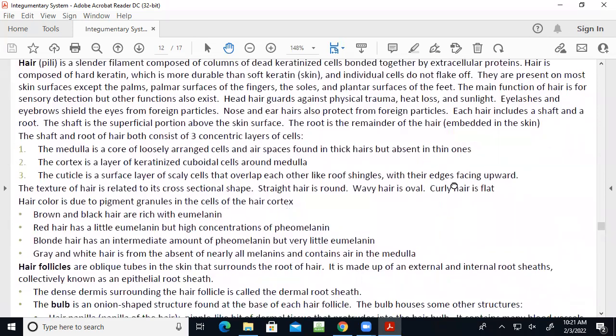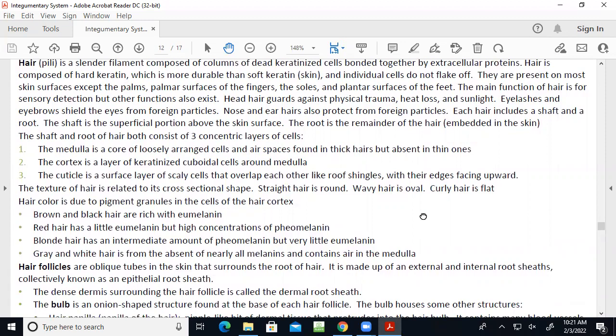Okay. Another key feature is that the individual cells are not going to flake off like they do in our skin. We find hair present on most surfaces of our skin, except places like the palmar surfaces of our fingers, like the front of your hand and fingers, and the soles, bottom of your feet, the plantar surfaces of the feet.